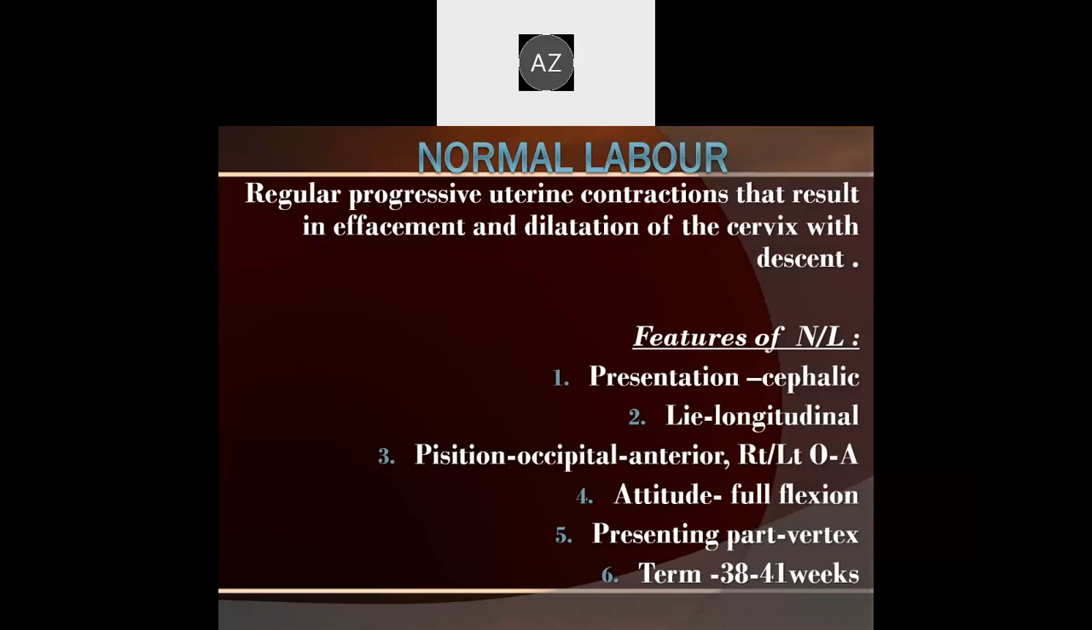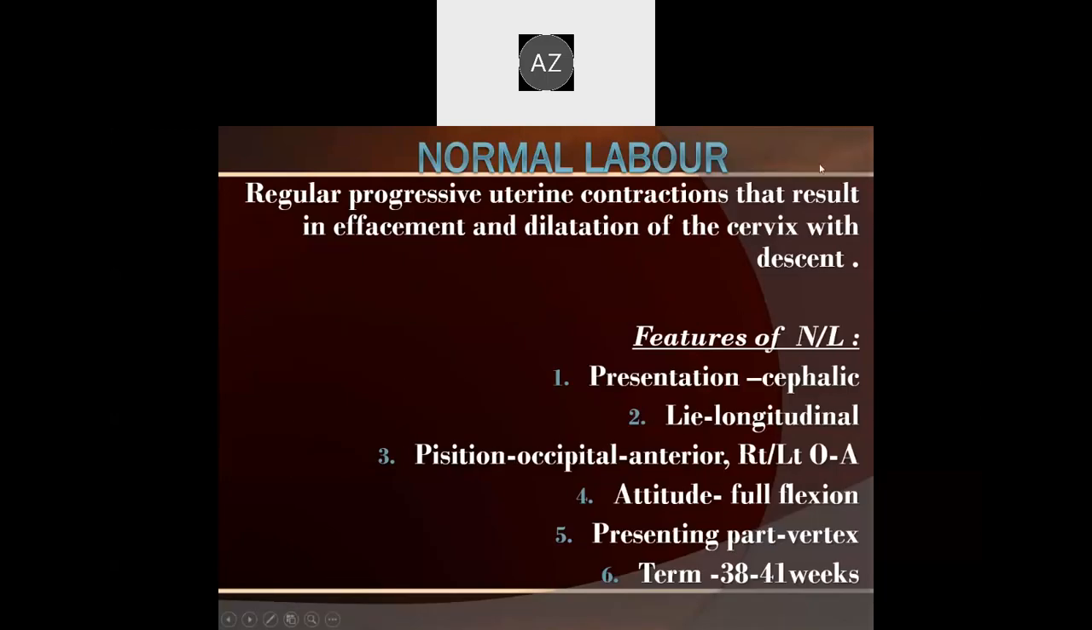Now, in this lecture, we're going to look at mechanisms of normal labor. Labor can be defined as regular progressive uterine contractions that result in effacement and dilatation of the cervix with descent. Now, it has features. So, what are the features you should look at when you're saying this is a normal labor?